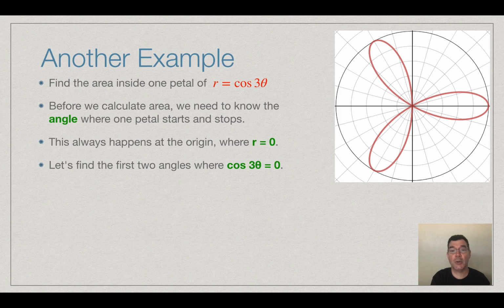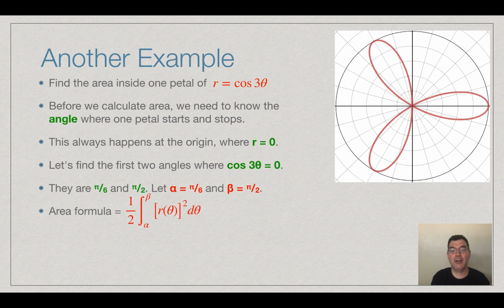If r equals the cosine of 3 theta, I need to know where the cosine of 3 theta equals 0. The first 2 times where that happens are at pi over 6 and pi over 2, and that's really all I need. I don't need all of the values, I just need the first 2. So I'm going to let alpha equal the first of those, which is pi over 6, and beta is going to equal pi over 2.